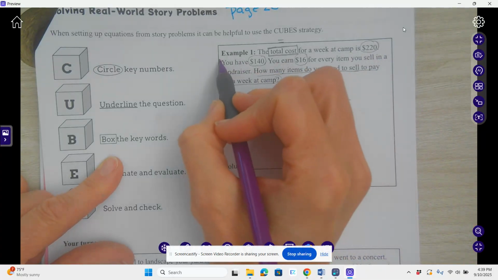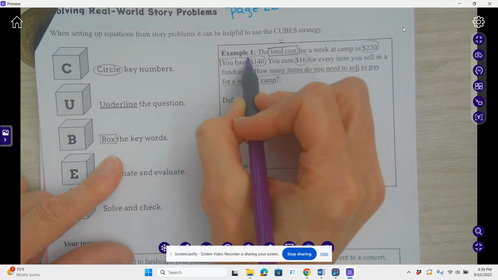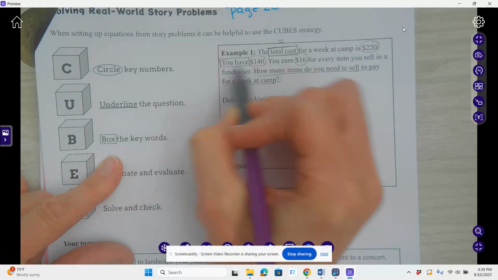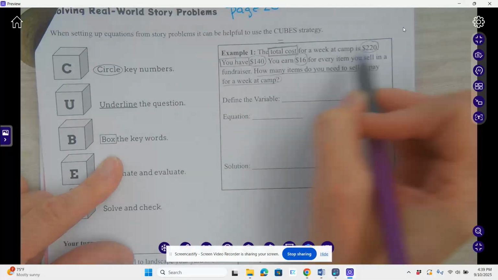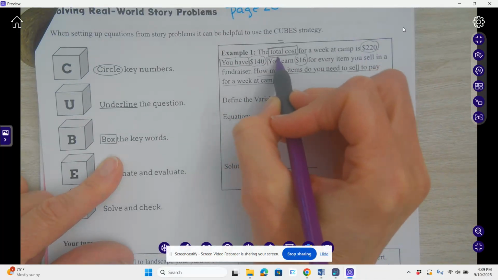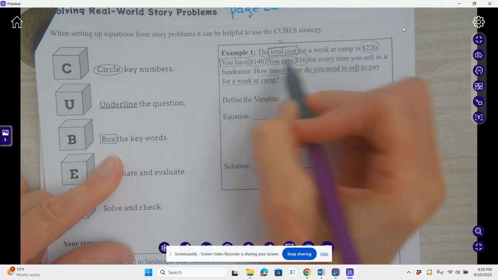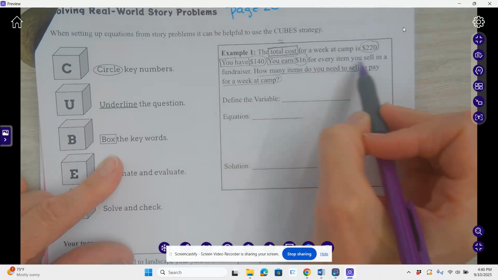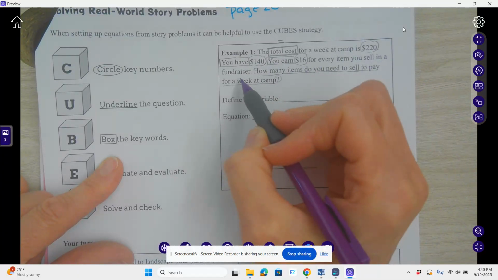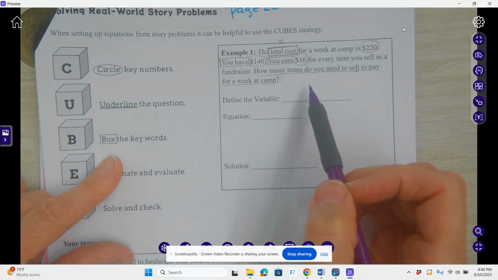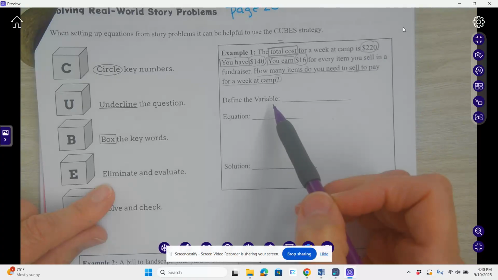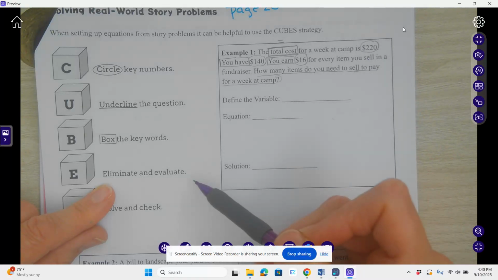You have, so this is how much money. I'm going to box that. That seems important. Right now you have 140. So that's not enough. You need 220. But you earn $16 for every item you sell in the fundraiser. Okay, and then the question is, how many items do you need to sell to pay for a week of camp?